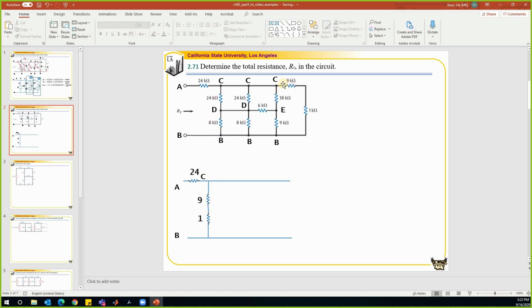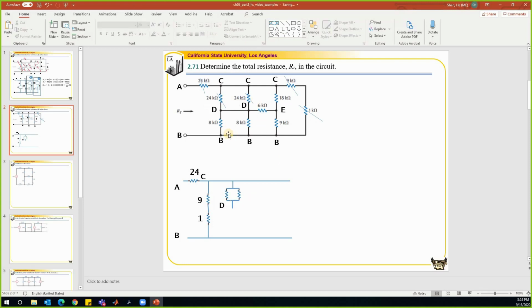So we already know that there's no direct connection between C and B other than this branch, so we have to go through another node. Let's say it goes through node D. The connection goes from C to D, then eventually comes to node B. Between C and D, how many branches do we have? C and D, this is C and D, right? We got another C and D there. And these two are in parallel. This point is our node D.